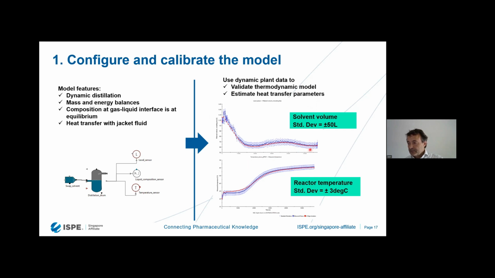And so you can see that we have some plant data, dynamic plant data, which are the blue dots, and then the red dots are the model predictions. So you see we have a very good fit of the energy and the heat losses at the plant.